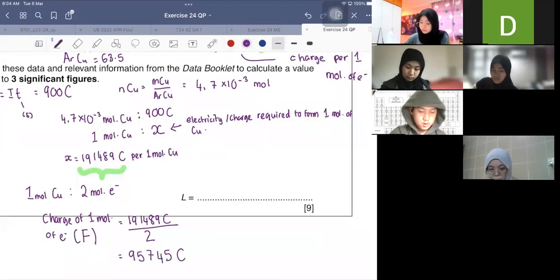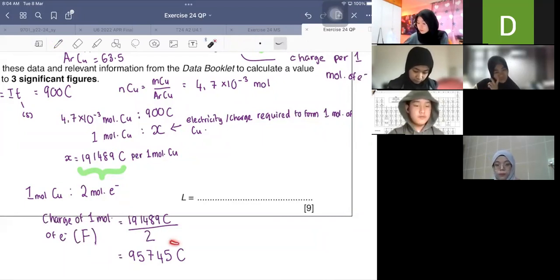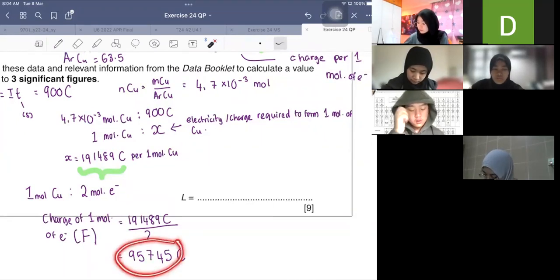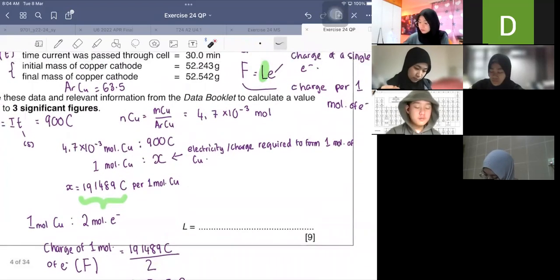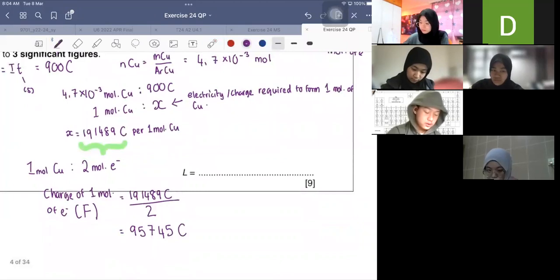Coulombs. Okay. And the Faraday's constant that you are familiar with, the value is 96,500, which is close, right? It's not exact because, again, it depends on your experiment. But this is the experimental value of Faraday's, 95745. Okay. So to go back to our question, we want to find L.